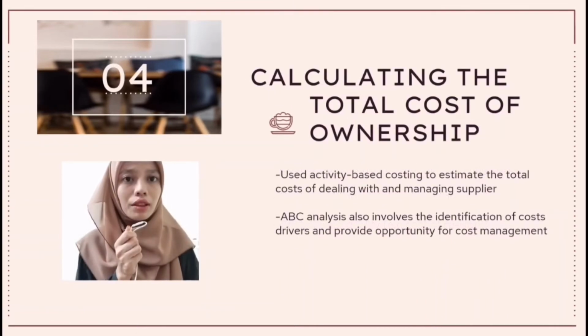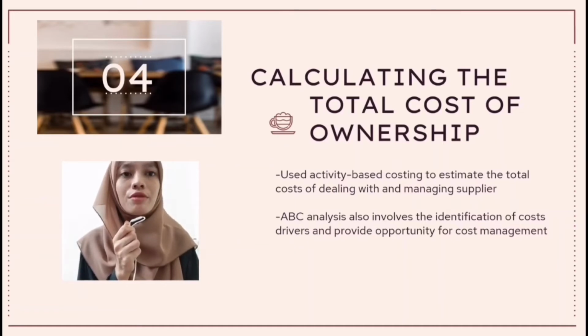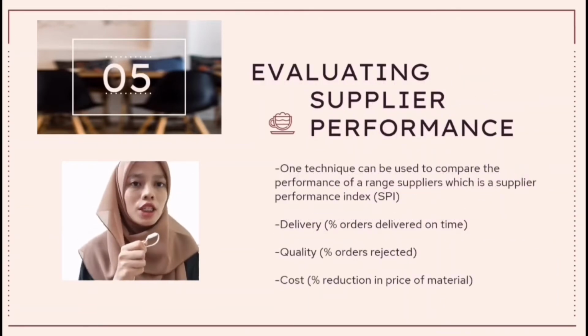The fourth element of managing supplier is calculating the total cost of ownership. They use activity-based costing to estimate the total cost of dealing with and managing supplier. In ABC, analysis also involves the identification of cost drivers and provides opportunity for cost management. The last element of managing suppliers is evaluating supplier performance.